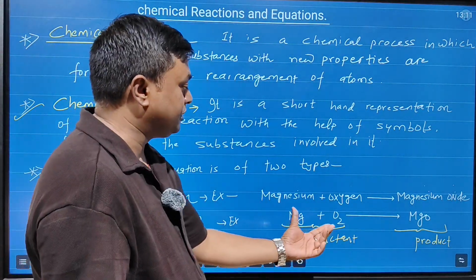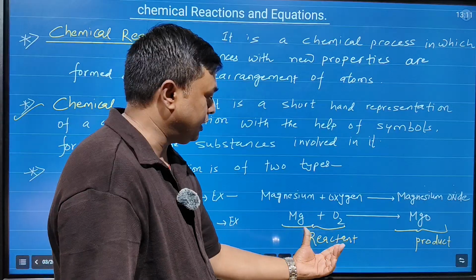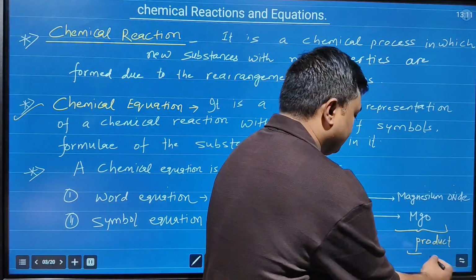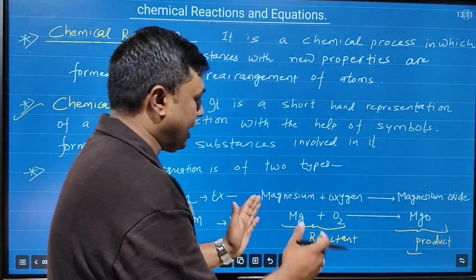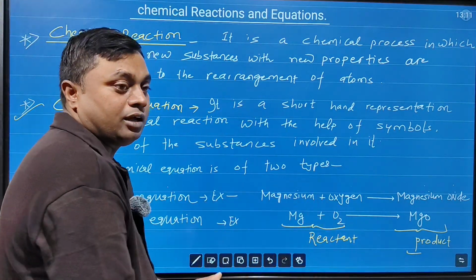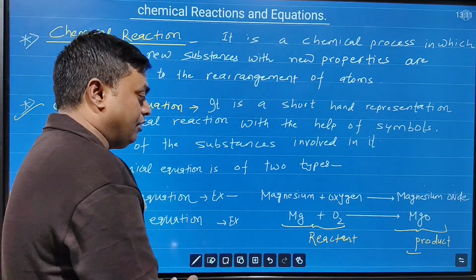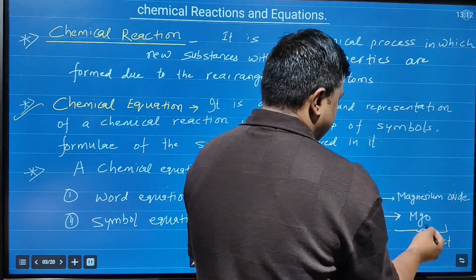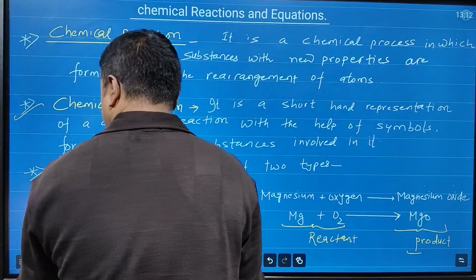The substances which are combined during the process are called reactants, and the new substance which is formed is called what? Product. I hope you understood. So reactants are generally written on the left hand side and products on the right hand side. Okay, and they are separated by an arrow mark. Is it clear?